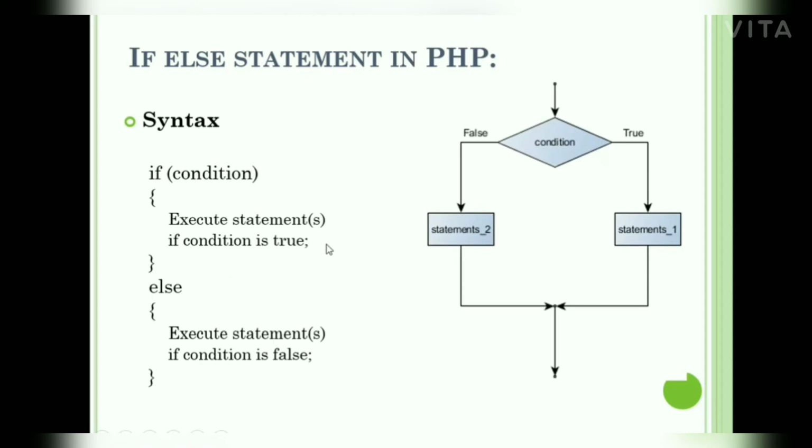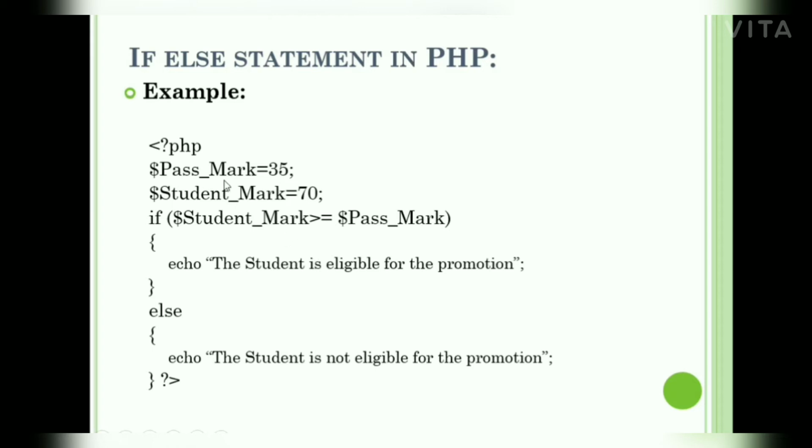Let us see an example. Pass mark is 35. Student gets 70. If the student mark is greater than or equal to the pass mark, we can say the student is eligible for the promotion. Else, we have to display the student is not eligible for the promotion. Here the student mark is 70, so the output will be the student is eligible for the promotion. If it is below 35, we have to display the student is not eligible for promotion.